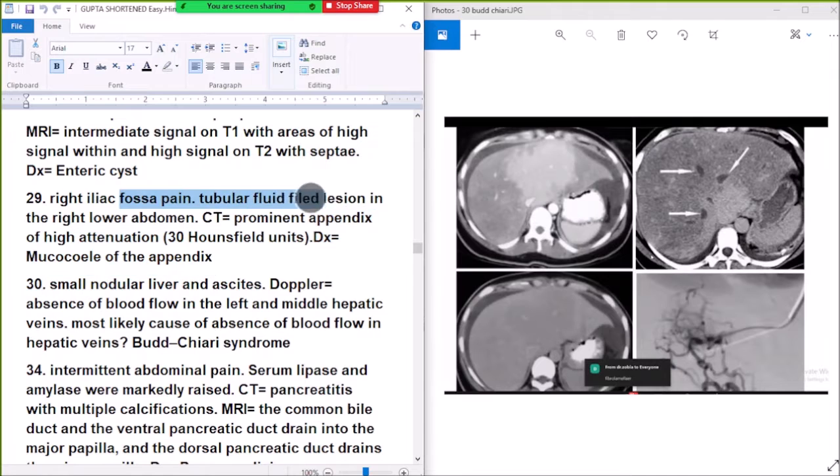Right iliac fossa pain, tubular fluid-filled lesion in the right lower abdomen, in the right iliac fossa. CT shows a prominent appendix of high attenuation, 30 Hounsfield units. So the diagnosis is mucocele of the appendix.